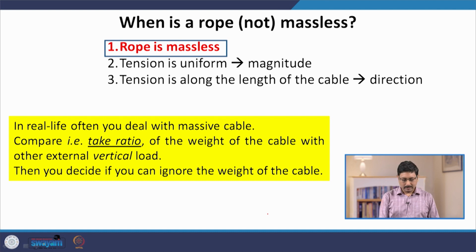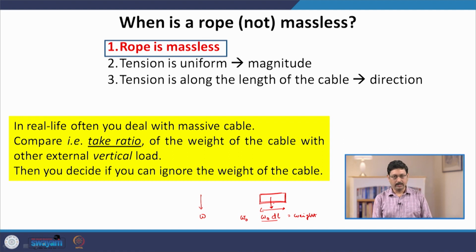It basically means that we have this one vertical force, which is the weight of the rope. So, consider a small part of the rope, and let us say it has a length dl, and let us say W naught is the weight per unit length. Then the weight of this piece of rope is W naught times dl, and this weight is acting vertically downwards.